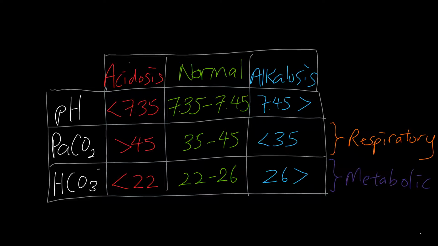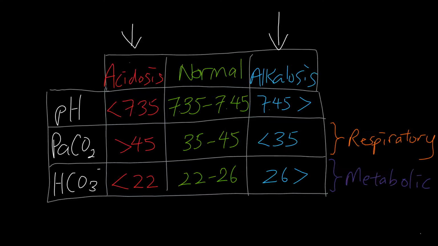If we put the numbers on the table, it will look like this. If the number falls between 7.35 and 7.45, then we can say that the pH is normal. But if it is smaller than 7.35, then the patient is experiencing acidosis. Or if the number is greater than 7.45, then the patient is experiencing alkalosis.